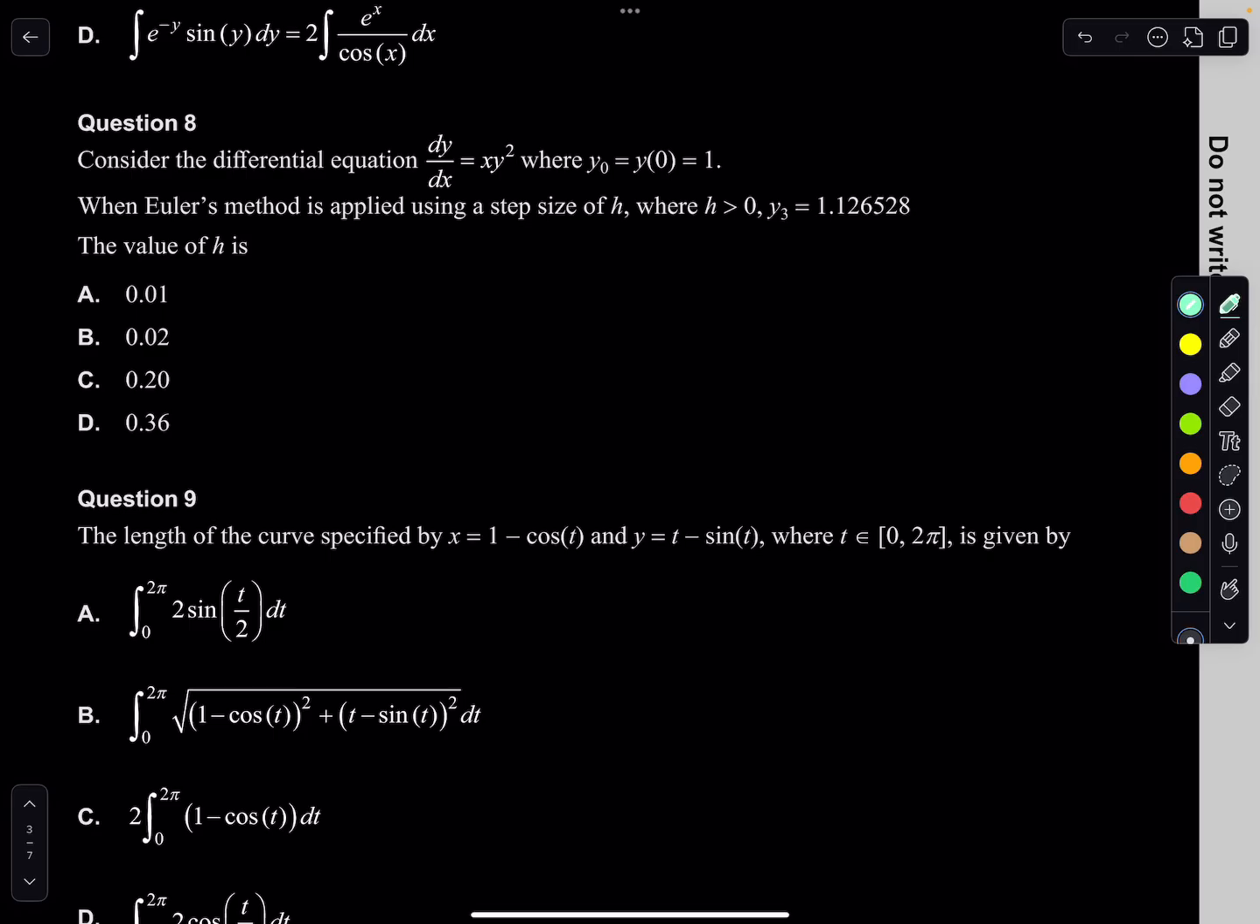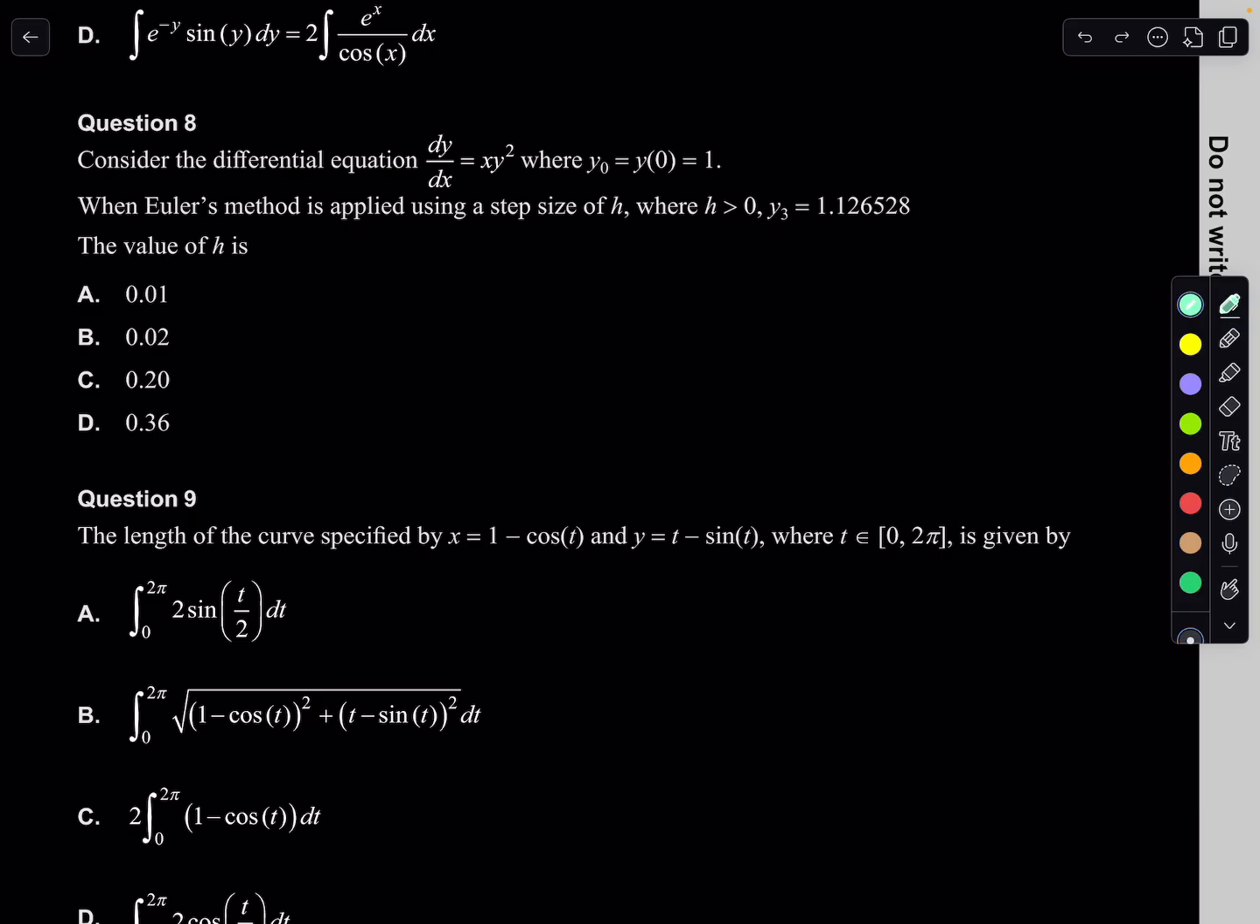Consider the differential equation dy/dx = xy squared, where y(0) equals 1. Okay, so basically x0 is 0, and it gives us y0 equals 1. Euler's method is applied using a step size of h where h is greater than 0. y3 is equal to that. Find the value of h. Really not bad. Let's do it.